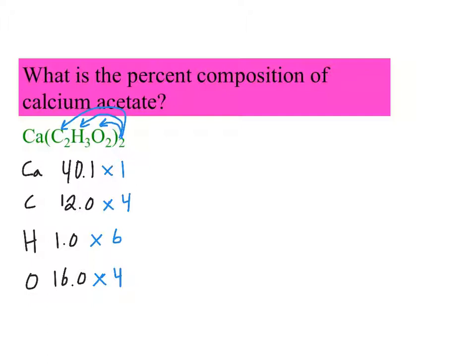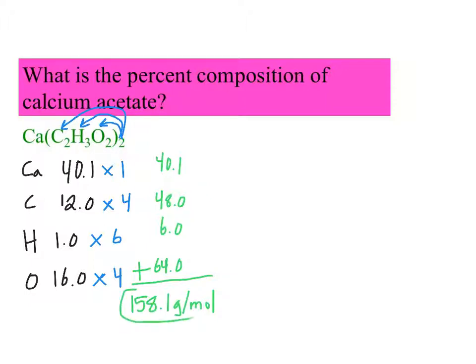So total, I'm going to add them all up. I get 40.1 for calcium, 48.0 for carbon, 6.0 for hydrogen, and 64.0 for oxygen. I get a total of 158.1, and that is grams per mole for this compound, calcium acetate. So this is going to be my total number.